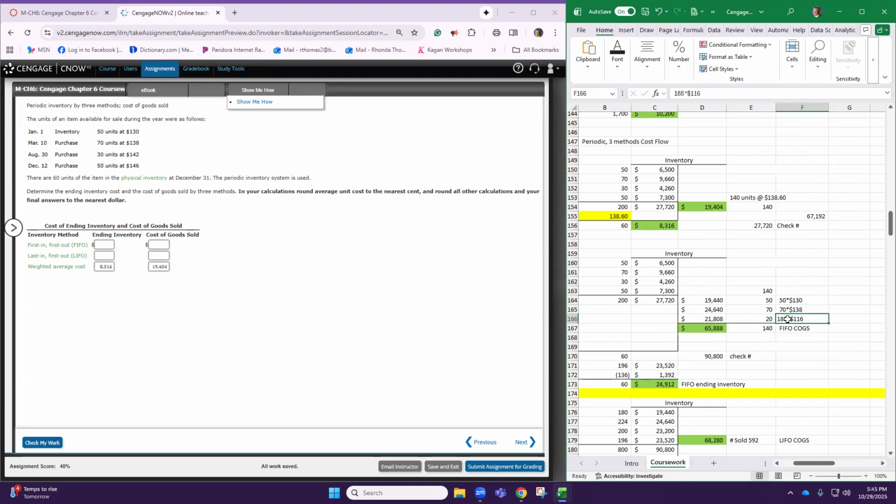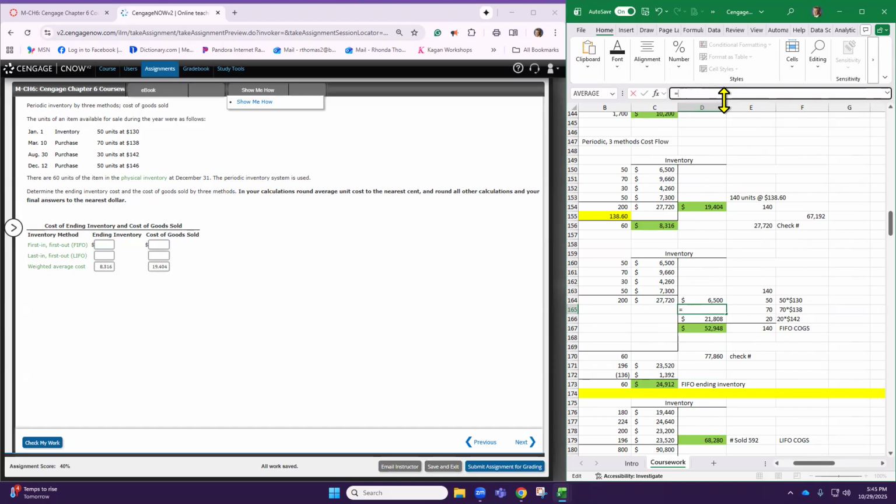Okay, and then 20 units at the 142. Okay, now I got to make sure the math works. So now we're going to put 50 units, and this is where we actually make the calculations. 50 units times $130 a piece, $6,500.